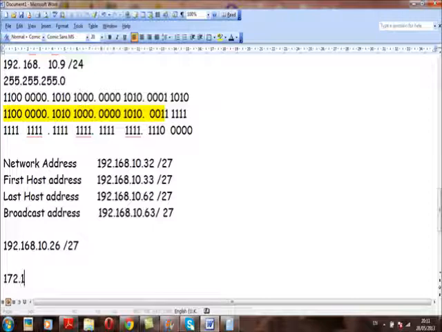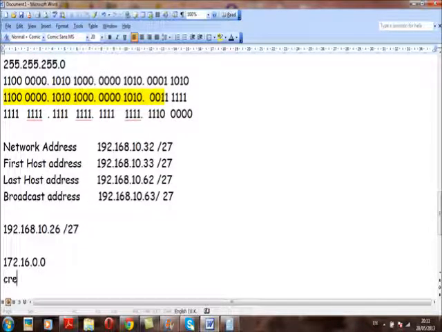So we're going to use a class B IP address, private class B. And I just give you a network address. Create, how many subnets do you want? 20 subnets, yeah. Space for 20 subnets.